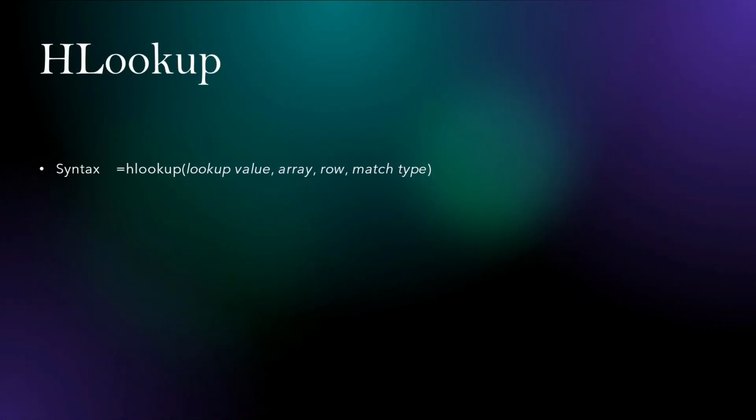Okay, so now that we've looked at VLookup, let's look at HLookup, which is a horizontal lookup. So our syntax, or the information that we're going to put into the cell or the formula bar, is equals HLookup, open the parentheses, the lookup value, which can be a cell reference or it can be a static value, the array, which is a range or table that we want to look in, the row number, and the match type. So let's go back over to Excel.